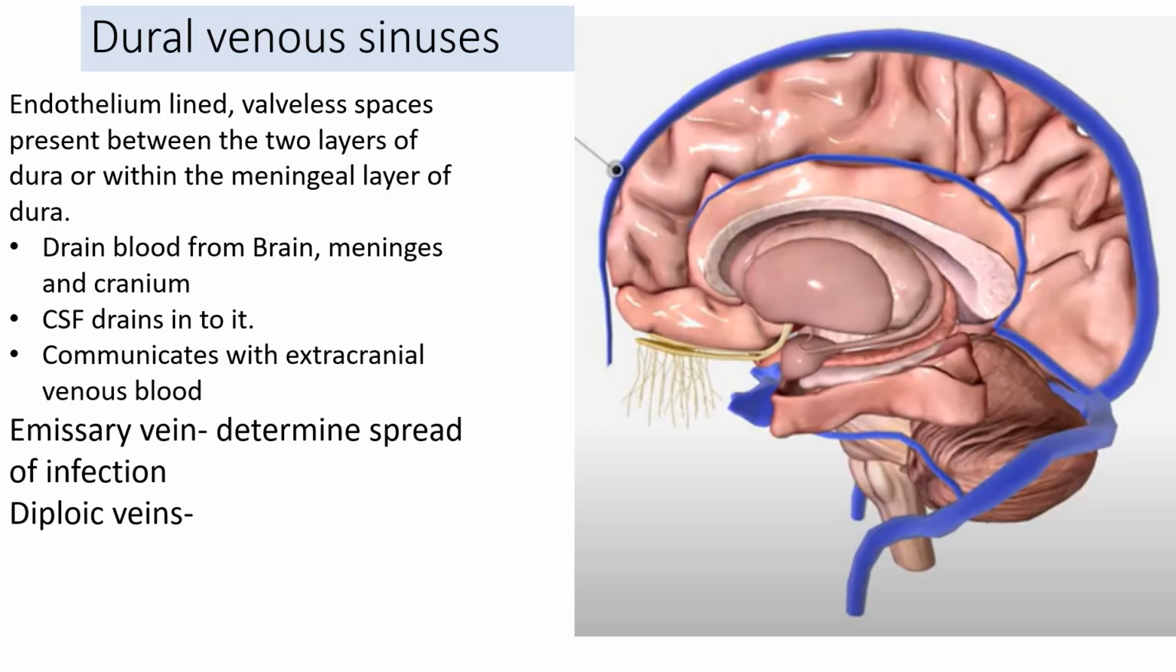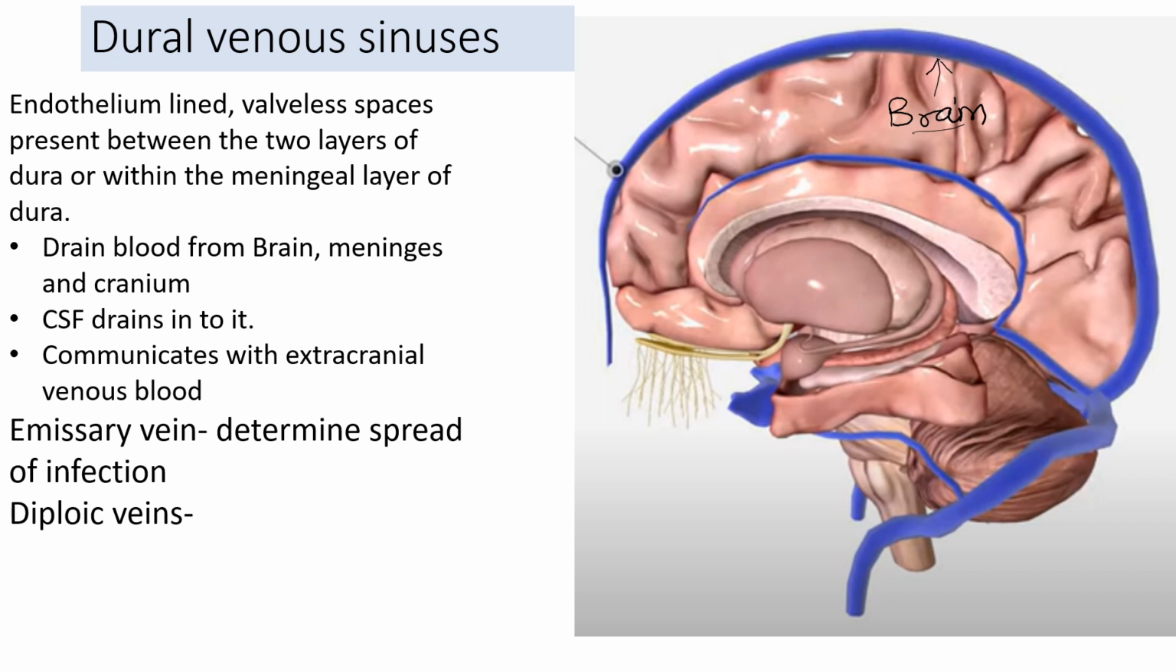Dural venous sinuses are spaces lined by the endothelium. They are valveless areas having venous blood which are draining from the brain, meninges and cranium. So the function of the venous sinus is to receive blood from the brain, from the meninges and from the cranial bones. It also drains the CSF with the help of arachnoid granulations.